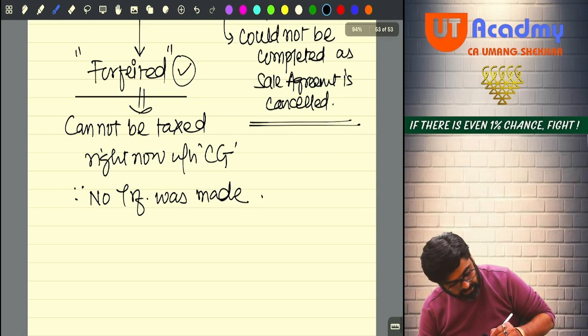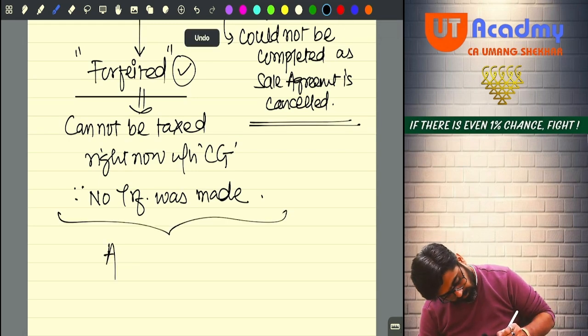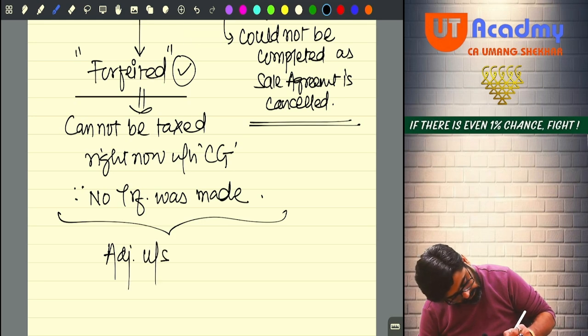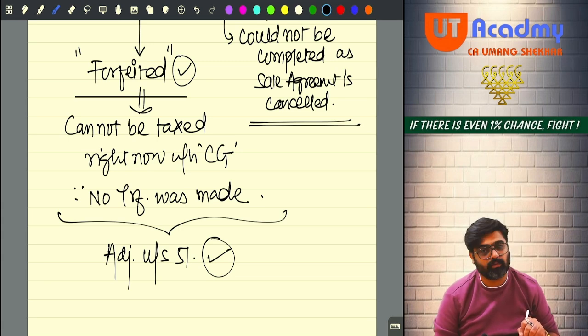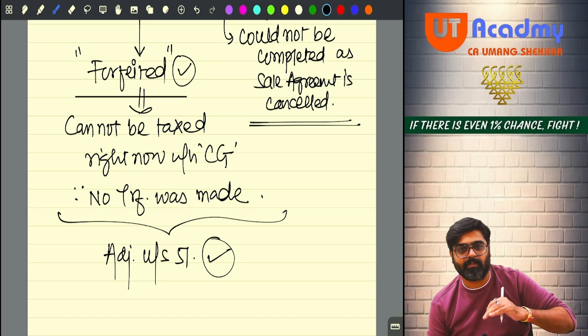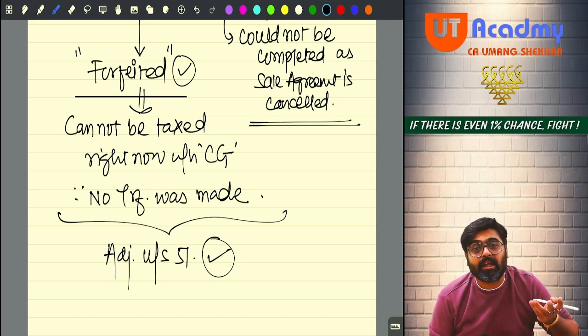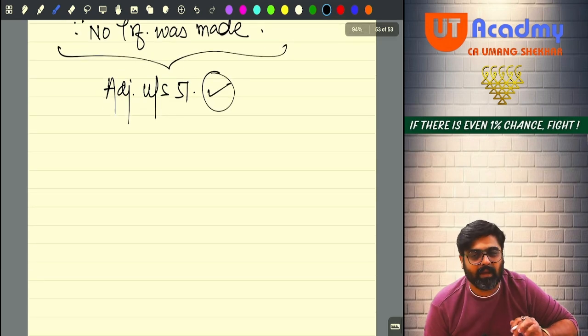But don't worry, this will be adjusted under section 51. There is one section 51 which says that such type of advance which is received and forfeited, which cannot be taxed under the head capital gains as consideration because there was no transfer, yes or no? As per section 51, this will be adjusted.